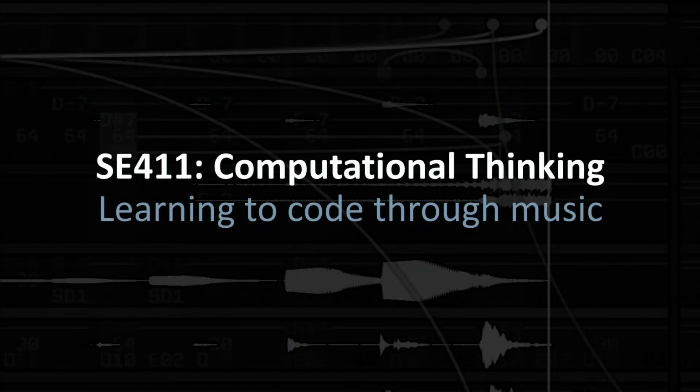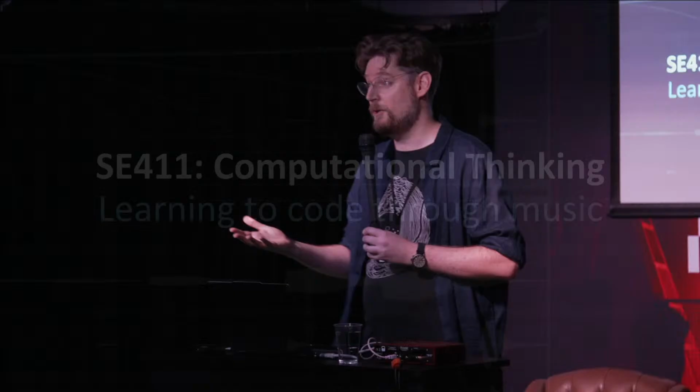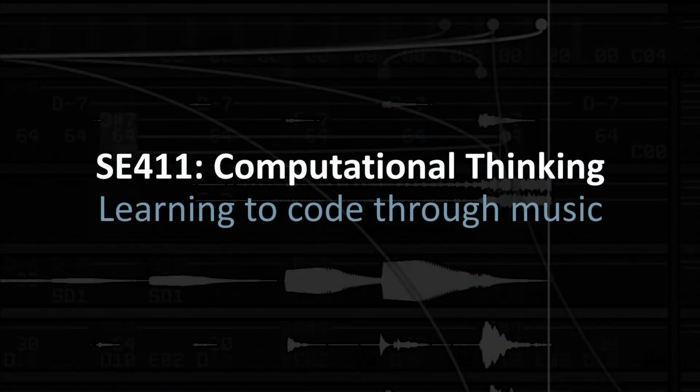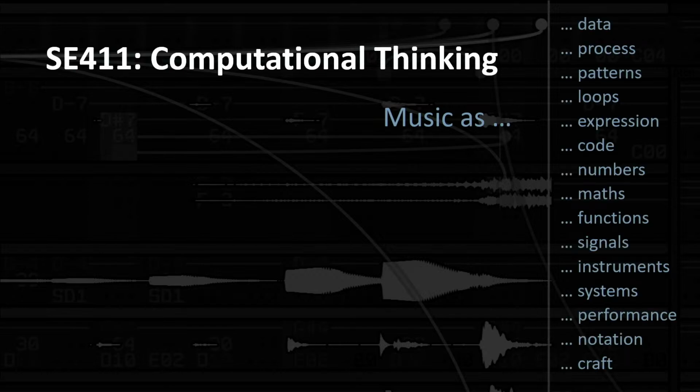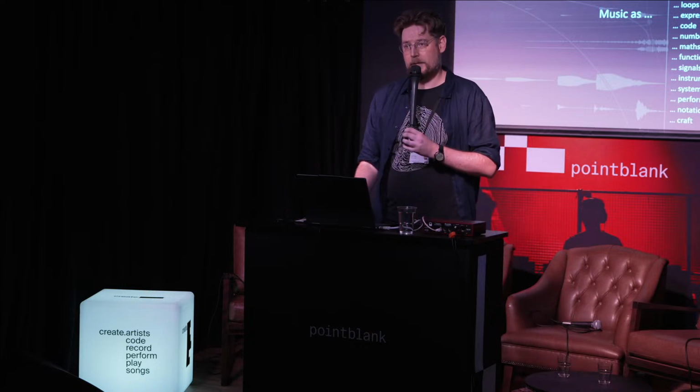So I'm going to go through the first module, basically, which is computational thinking, which is basically learning to code through music, but also picking up a few other elements of digital literacy along the way that they might not have encountered. So it's about thinking of music as, well, lots of different things, okay? And probably everyone in the room has thought about music in these different ways. Maybe you've not thought about thinking in these different ways, but this is what we encourage on the course.